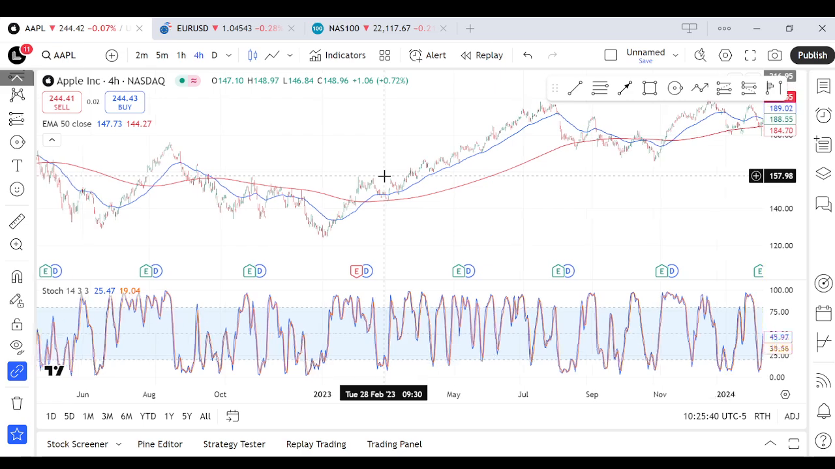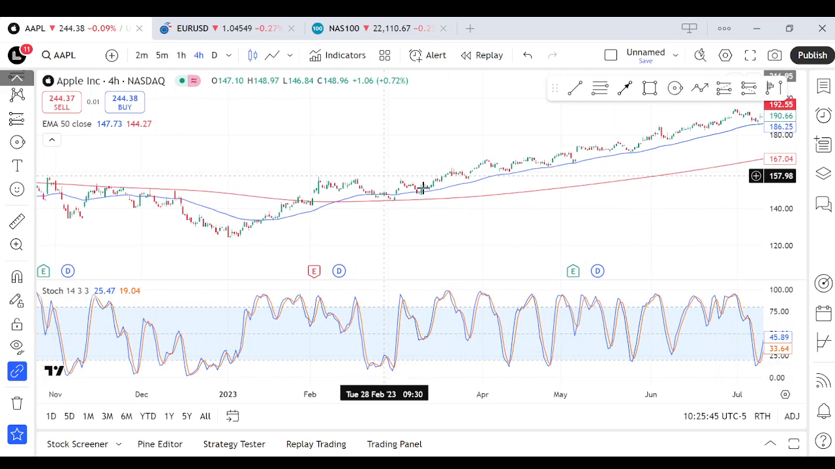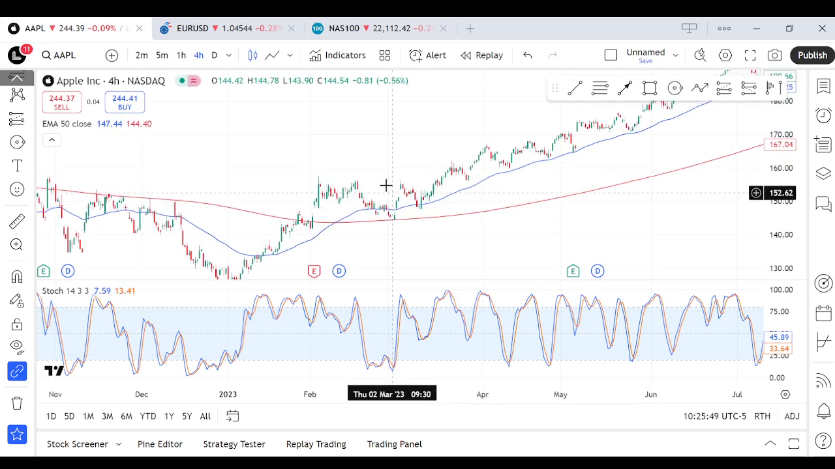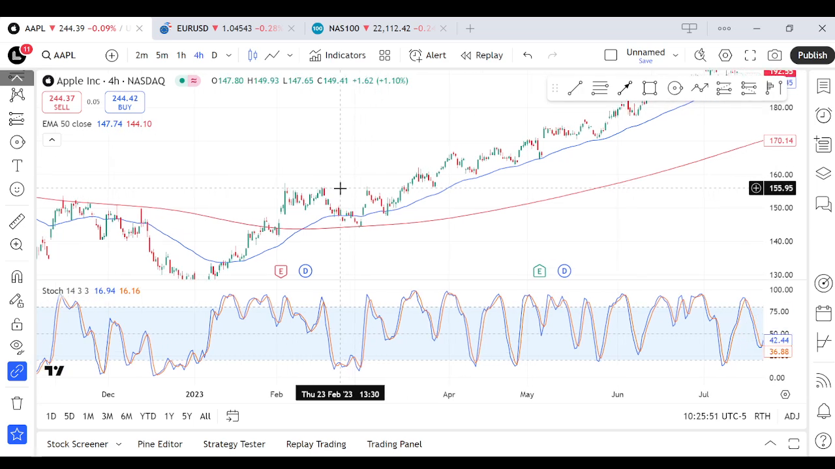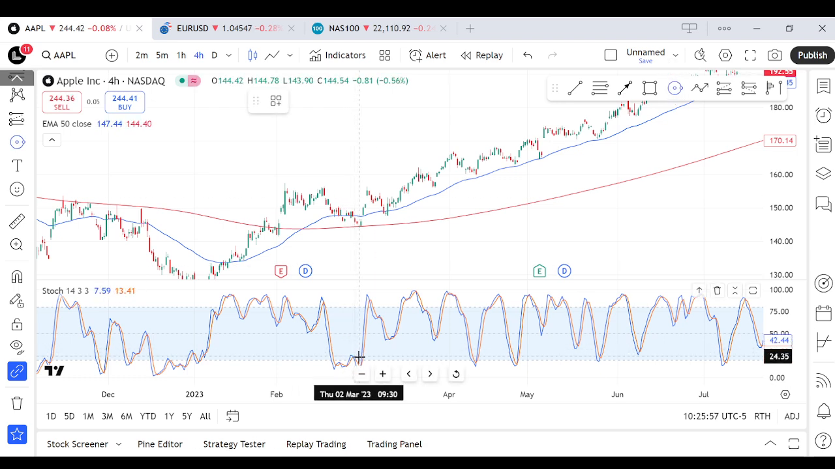We can see another example right here. So first of all, the first thing is to confirm that price is above the 50-day moving average and the 200-day moving average, and we can see that happening right here. At the same time, we have our stochastic crossing back above the 20 level, giving us that signal, and you can see all of that happening at the same time.